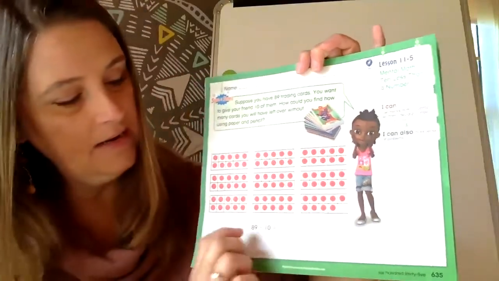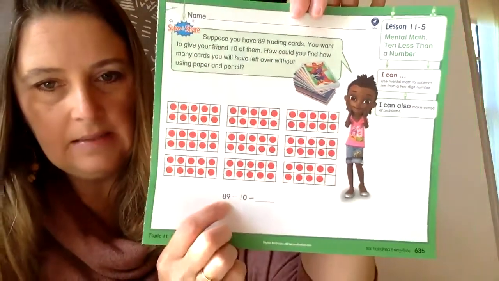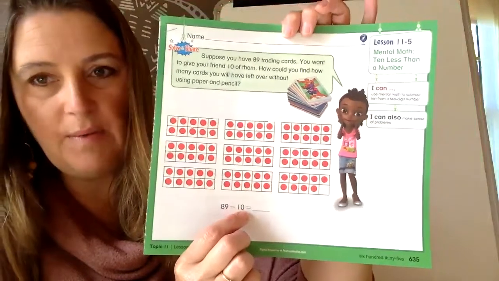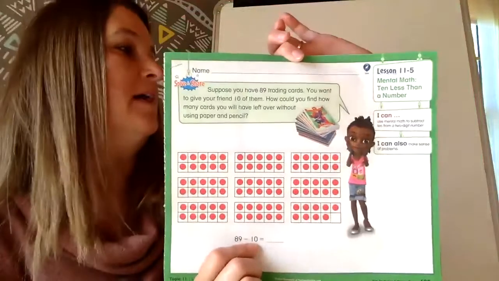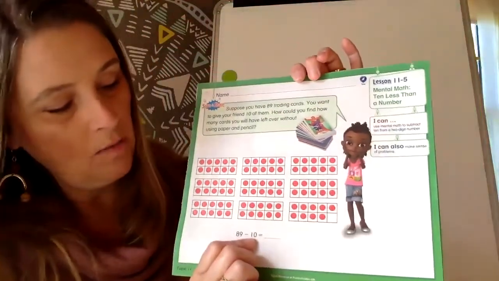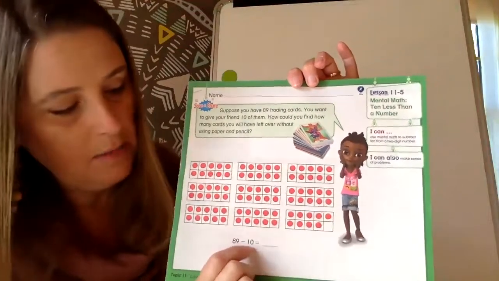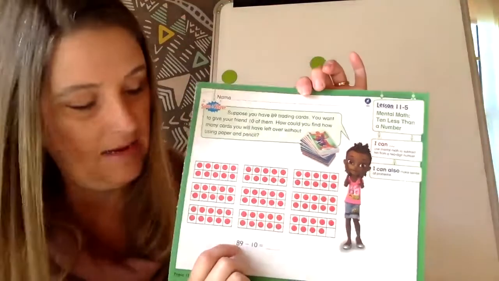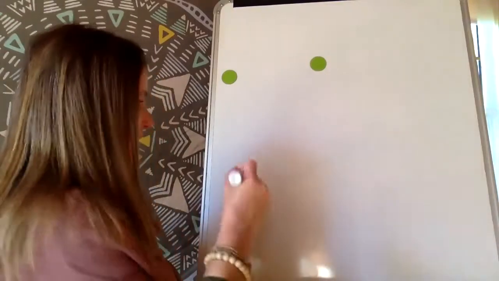Or we can look at this and see that we have 89 minus 10. And I know that from what we've been doing the past couple of days, when we have a multiple of 10 that we're taking away, we don't change our ones place at all, okay? So we're only going to take that 10 away. So if I had 89, that means I have an 8 in the tens place and a 9 in the ones place, and I take 10 away, it would look like this.